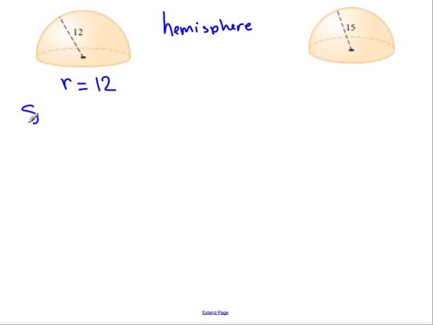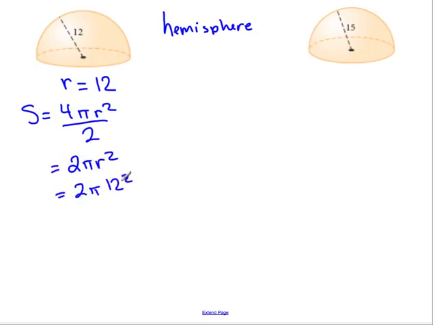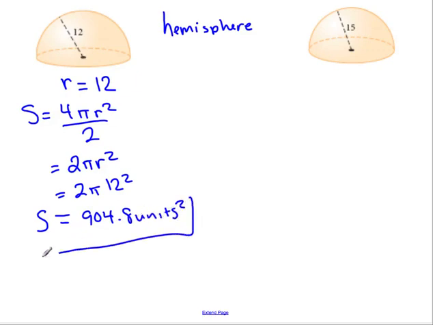So when we find the surface area, instead of it being 4 circles, 4 pi r squared, we'll basically just have to divide this by 2 because we have half of a melon. That simplifies to 2 pi r squared, or in this case, 2 times pi times 12 squared. When we throw that into our calculator, we should just get 904.8 square units.